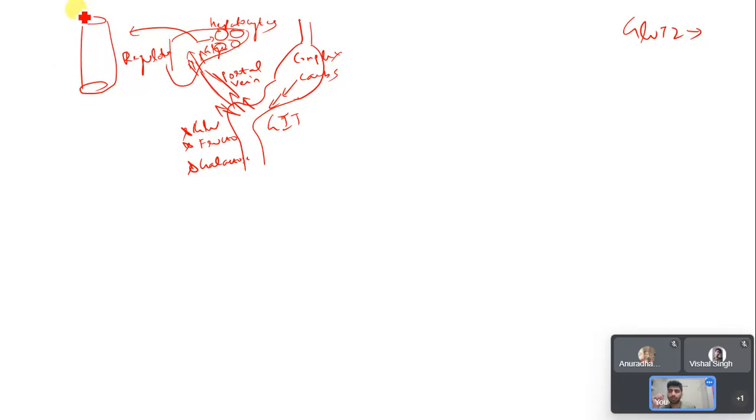So when these monosaccharides reach the liver, they are either stored in the form of glycogen, and after that, some amount of glucose, based on the requirement, is released into the bloodstream. From the bloodstream it goes into the interstitial fluid, the interstitial space, and then from there it goes into the cell.